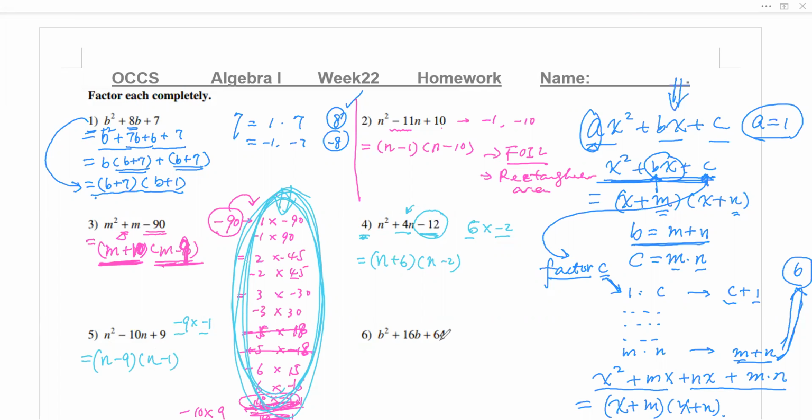All right, the same. 64. What factor would it be? 8 times 8, right? 8 times 8. The sum of them would be 16. So you can write b plus 8 squared, right? Square, what does this square mean? Square means b plus 8 again, right? So we just write it like this. Okay, is it correct? Correct me if wrong.